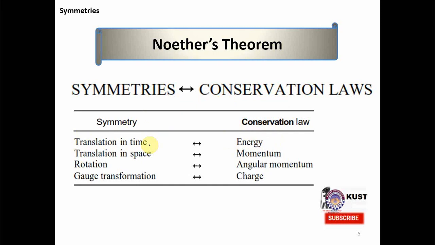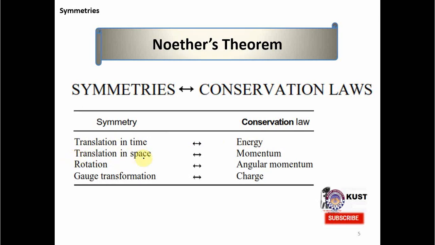If there was no symmetry regarding translation in time, if when we moved in time, or time passed, the laws of nature were changing, then we would not have got energy conservation. So the law of energy conservation comes from the symmetry of the laws of nature under translation in time.